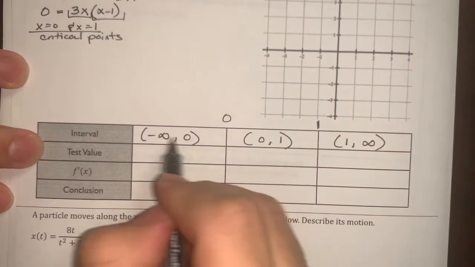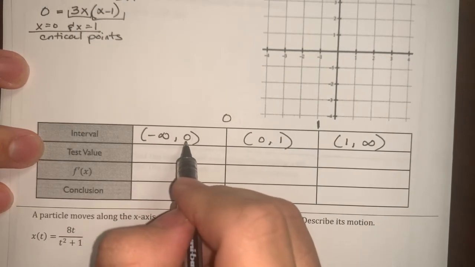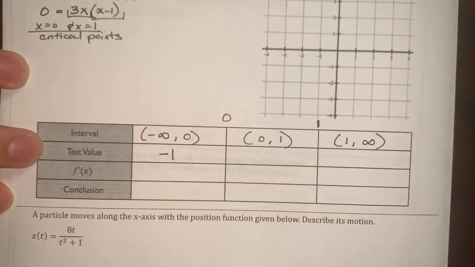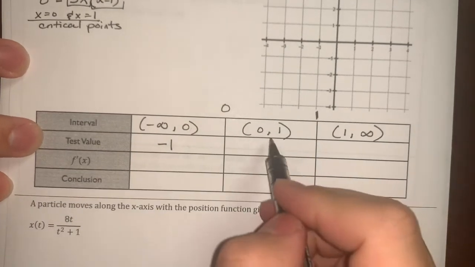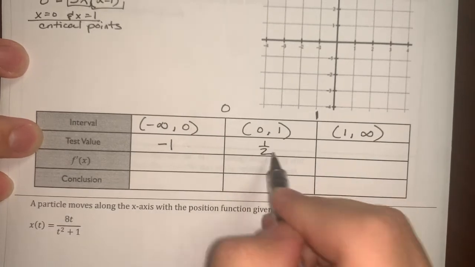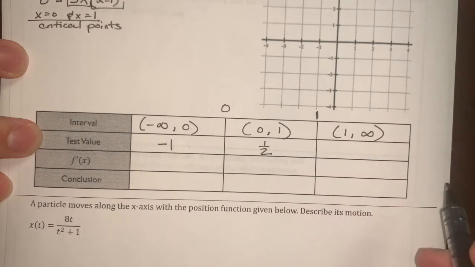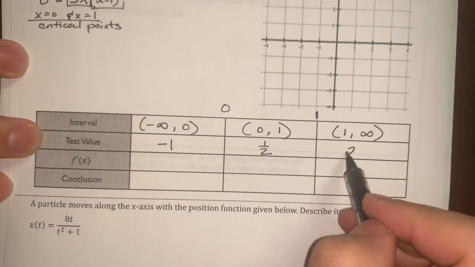You're going to pick a test point in each interval. I think the easiest number to work with from negative infinity to 0 would be negative 1. Plugging 1 into a function is pretty simple. Probably the easiest number to use in the next interval would be 1/2. And then the easiest number to use in the last interval would probably be 2.